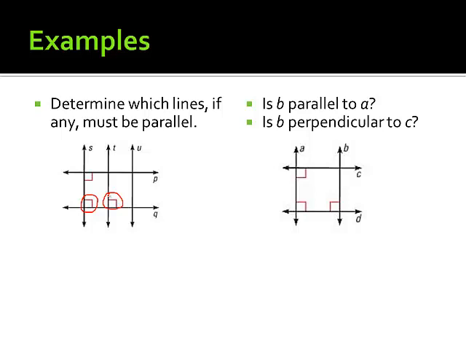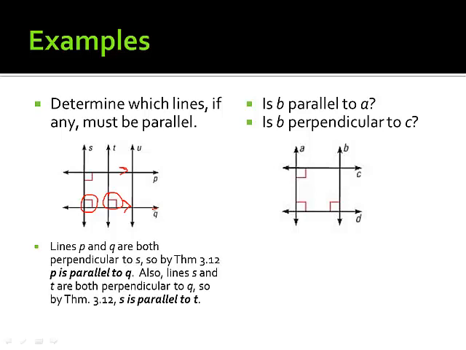So that's one. We have P and Q, which are going to be parallel because they are both perpendicular to line S. We also know that lines S and T, these two guys, are parallel as well because they are both perpendicular to line Q. So, using the previous theorems, we actually show that we have S and T that are parallel. We also have P and Q that are parallel, and that's it.